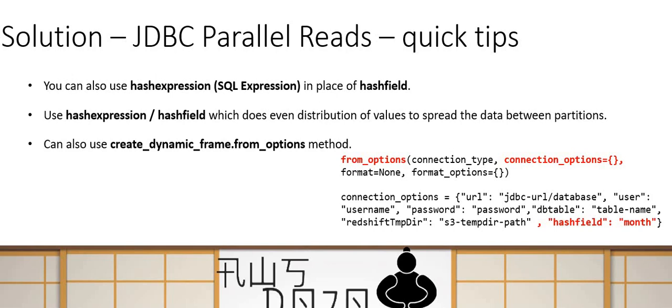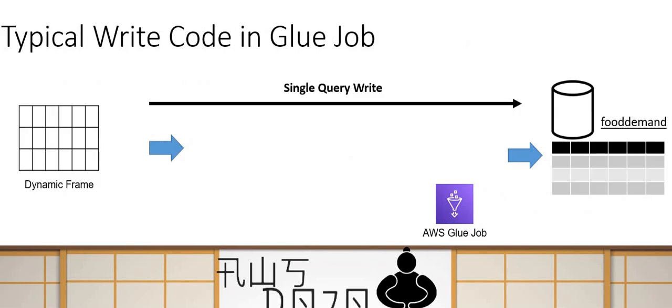Okay, so this was about doing the parallel read. What about the parallel write? Let's try to understand that as the next concept. So here I'm turning the tables the other way around. I have a dynamic frame here, which I want to write to a food demand table using an AWS Glue job. Let me show you what typical code people will write, which will result in a single query write.